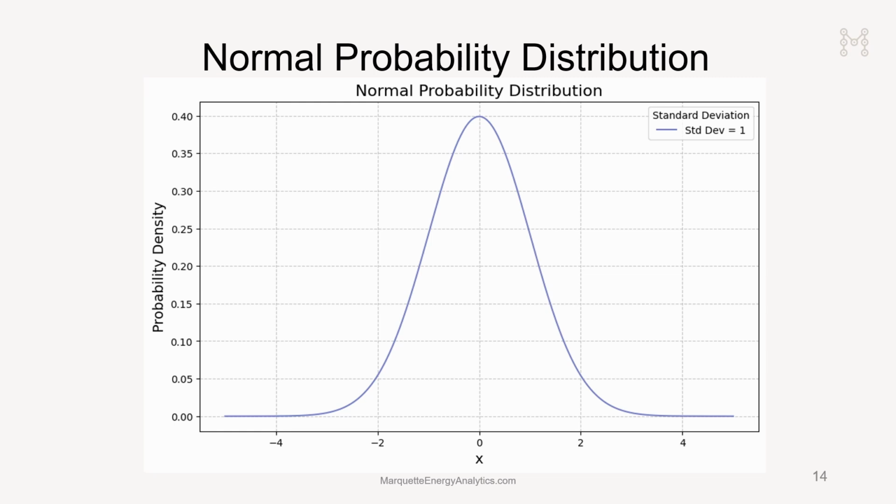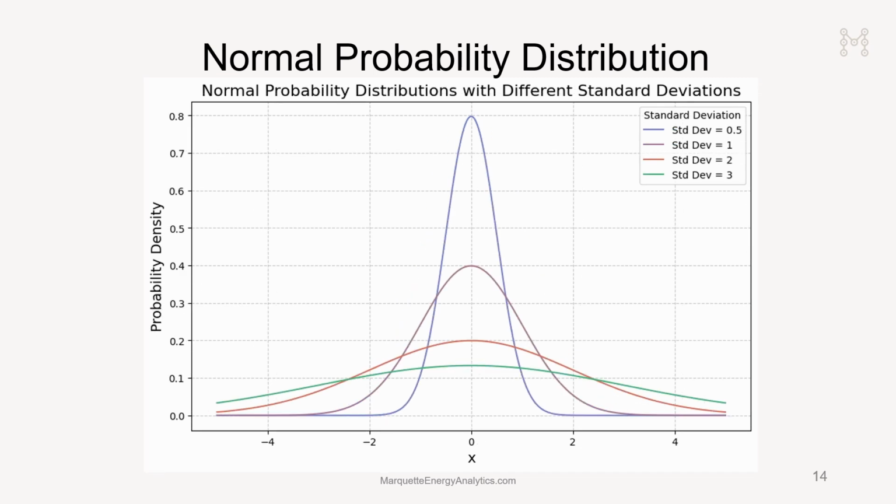Here, we can see multiple normal distributions. These distributions are useful because we can fully describe them using just two numbers: the mean, which tells us the center, and the standard deviation, which determines how spread out the values are. In this example, each curve has the same mean, which is 0, but different standard deviations. Although they vary in height and spread, they all share the same fundamental bell shape.